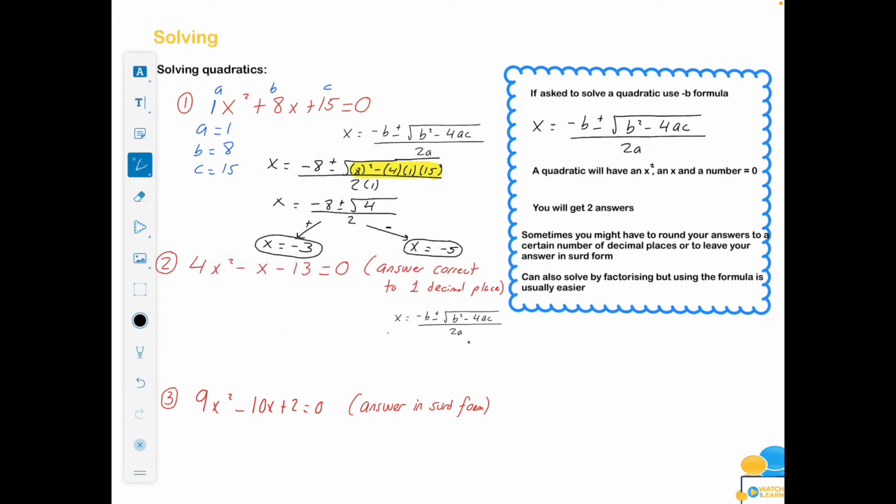Now, next one here, exactly the same thing, except we're going to be rounding our answers to decimal places. So we see it's quadratic. The first thing, we'll write down our formula. Remember you can get marks for that. If everything goes wrong after that, you're still picking up some attempt marks.